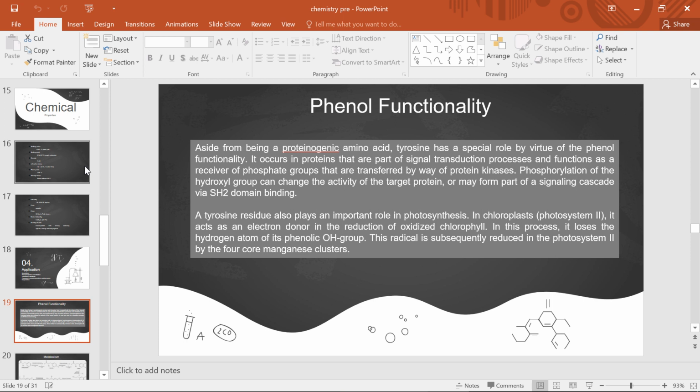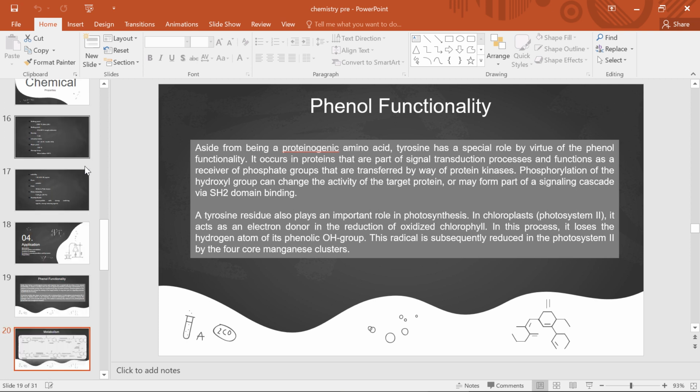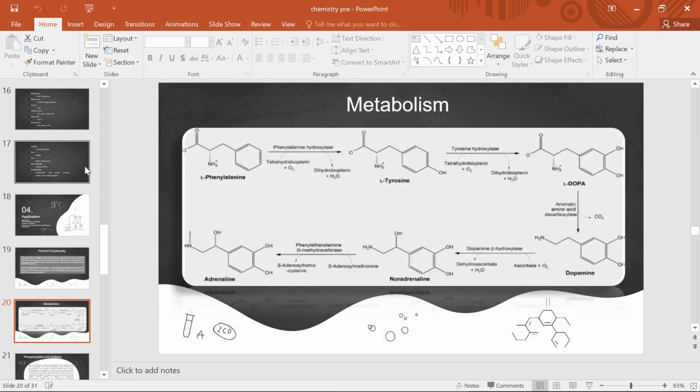Photosystem 2 is included in the light reactions and dark reactions that occur in plants. In light reactions, there is phosphorylation, which is basically the chemical addition of a phosphoryl group, PO3 negative, to an organic molecule, and photosystem 1 and photosystem 2 are basically the same thing as in light reactions. It is a diagram of the metabolism, how it is metabolized and converted into different molecules like dopamine, noradrenaline, and adrenaline.